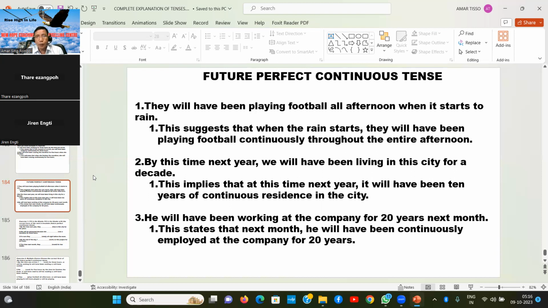But it's important we should know all this because sometimes in writing we use it. Number 3, number 5. By this time next year, we will have been living in the city for a decade.